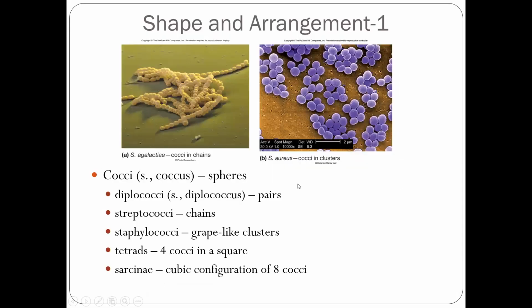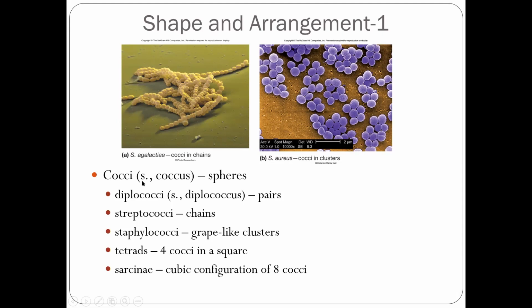Now, why do we need to do the stain? Because we want to see the shape and the arrangement. So what are the shapes? I'll give you an example with cocci. This is Streptococcus agalactiae, which we call the honeymoon bacteria, a sexually transmitted disease. That's cocci in a chain. This is Staphylococcus aureus, which we did in the lab. It's cocci in clusters, looking like a grape shape.